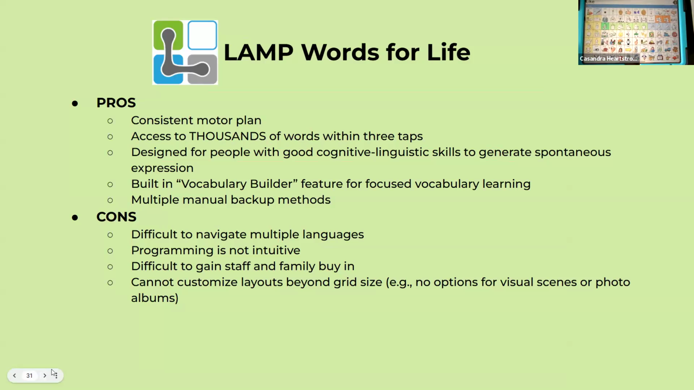Just like the Q on your keyboard is always where it is, and the M on the keyboard is always where it is. You can always find your words in the same place on LAMP. You also have access to thousands of words within 3 taps.